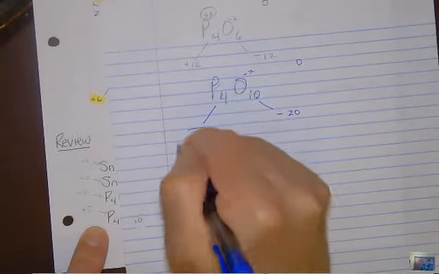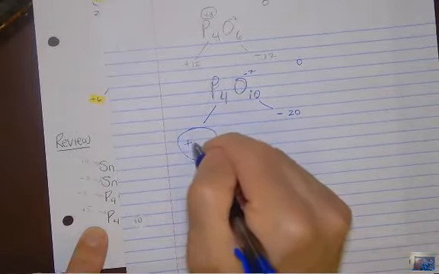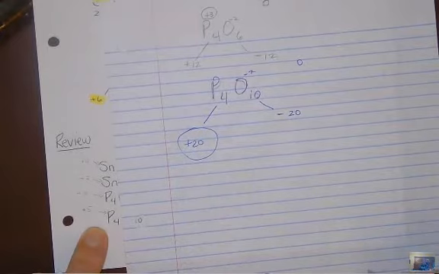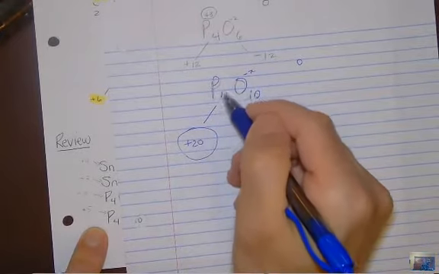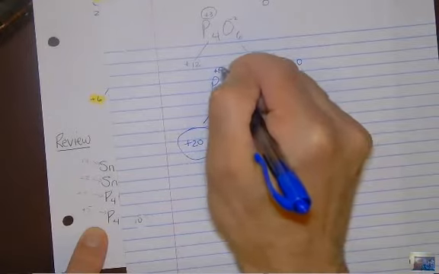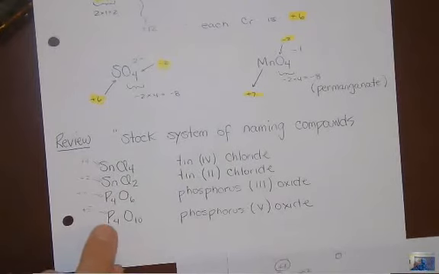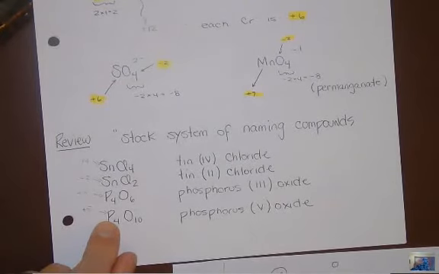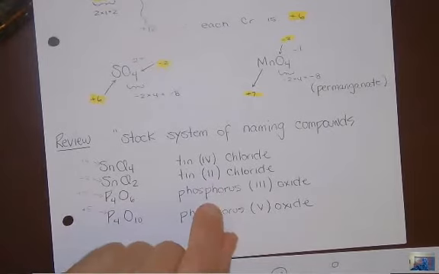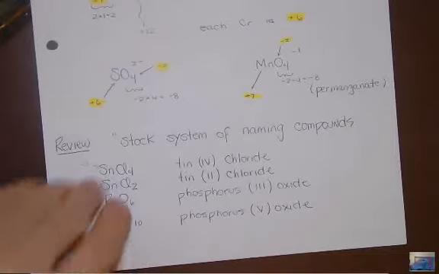What do all 4 of the phosphorus have to be to add up to 0? Well, they have to be +20. If I have 4 things that are equal to +20, what's each one? Each one has to be 5 because 20 divided by 4 is 5. So somebody asked you, what's the oxidation state on phosphorus in tetraphosphorus decaoxide or phosphorus Roman numeral 5 oxide? The answer is +5.